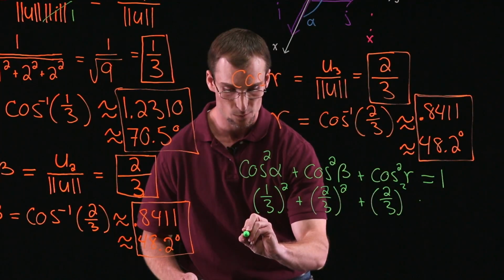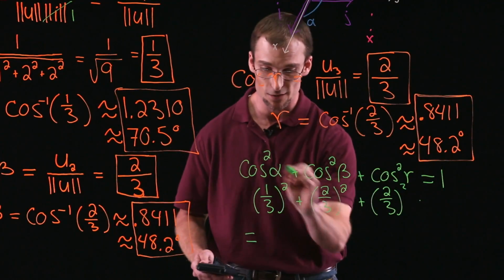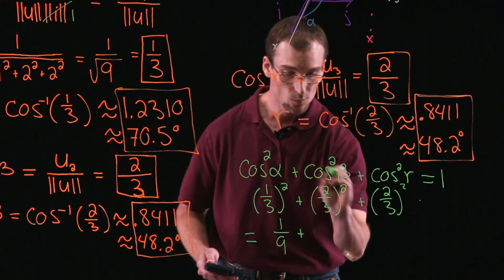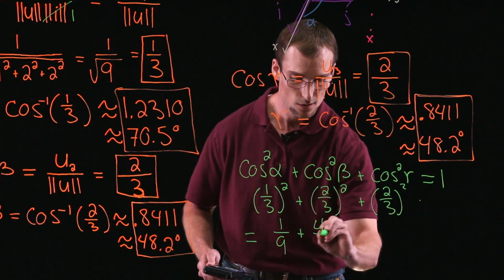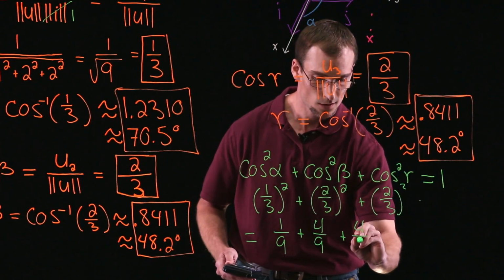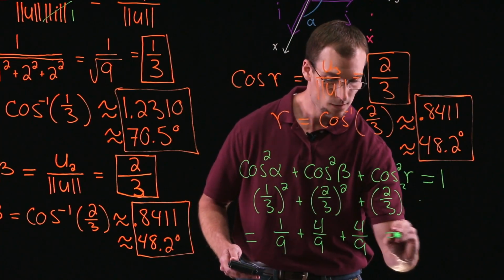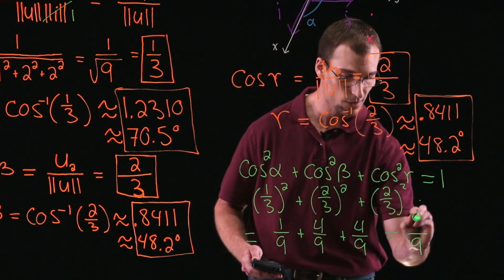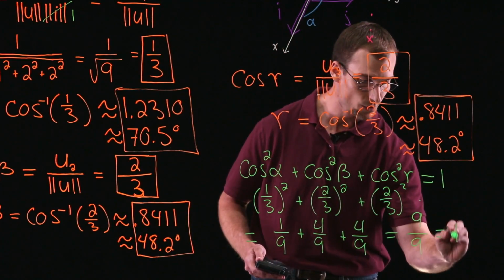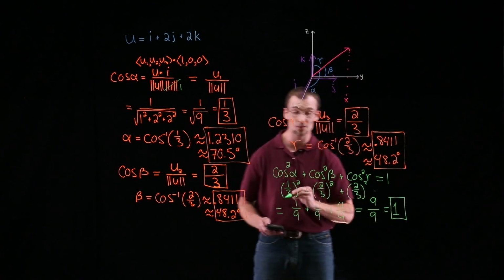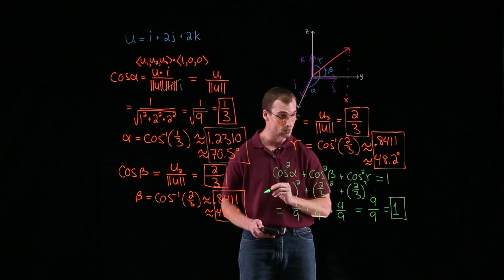So let's look down here. Well, what do we have? 1/3 squared is 1/9, plus 2/3 squared, 4/9, plus 2/3 squared, 4/9. We have a common denominator of 9. Adding the numerators, 1 plus 4 plus 4 gives us 9, which is equal to 1. So there we have it. The sum of squares of our direction cosines is equal to 1.